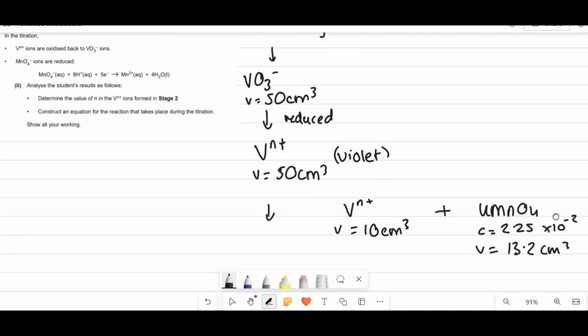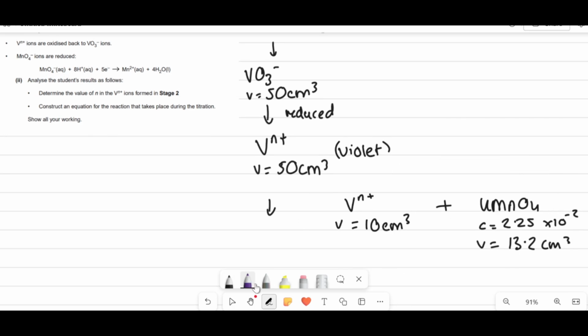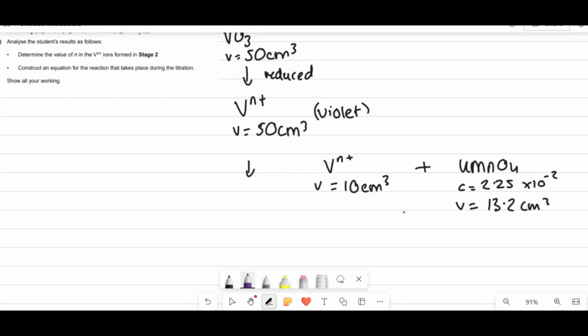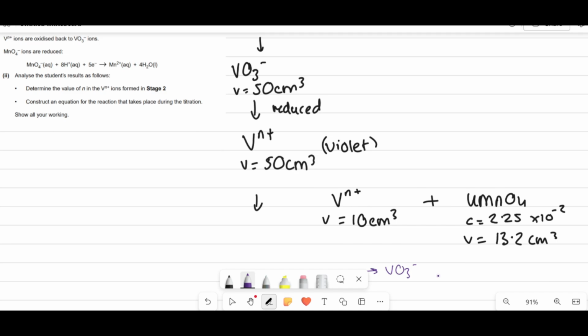And then in this titration, as in this reaction, they've told you that, so you might want to scribble this down somewhere. Eventually, you end up with the Vn plus going back to being VO3 minus, and the MnO4 minus ions are reduced. And they've nicely given you this equation here. So it says, analyze the student's results as follows. Determine the value of n in the Vn plus formed in stage 2, and then construct an equation for the reaction. Okay, cool. So this is where people start doing the old, I'm going to work out the moles and then just put random stuff together and hope for the best. But it doesn't always work like that.